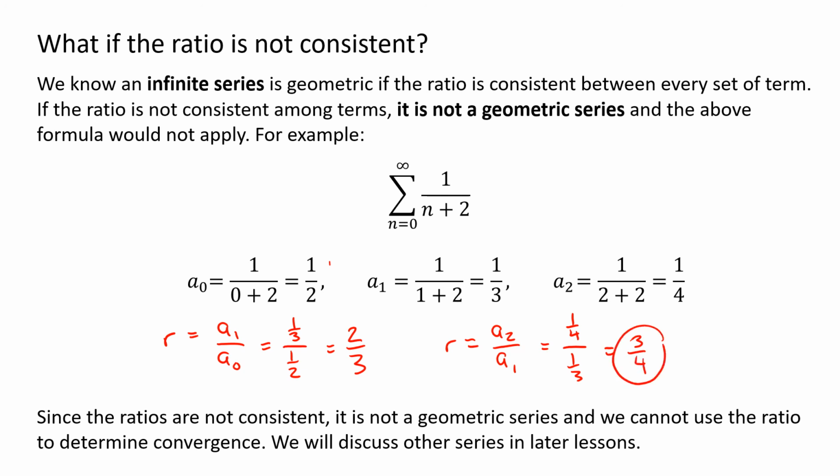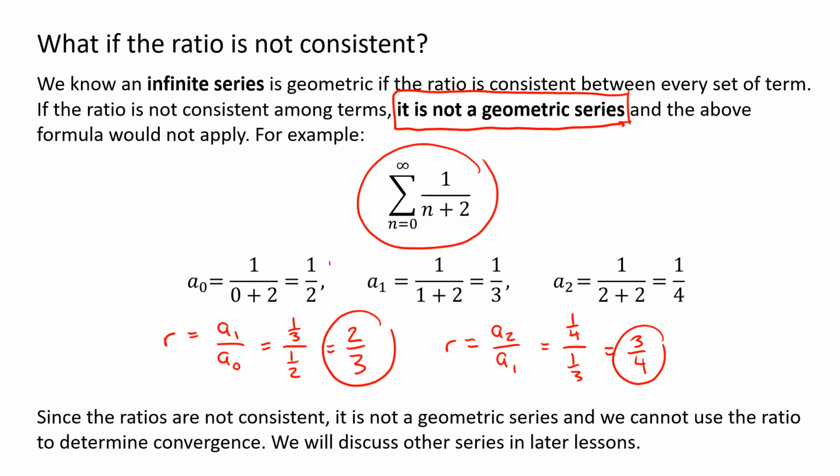So you see that they're not consistent. And what that means is that it's not a geometric series. It's a different type of series. Okay? These types of series fall into usually what's known as harmonic series, which we'll talk about later on. But it simply means that it's not a geometric series. So it will be one that we talk about later on in these lessons. Okay? So this lesson focused specifically on geometric series.